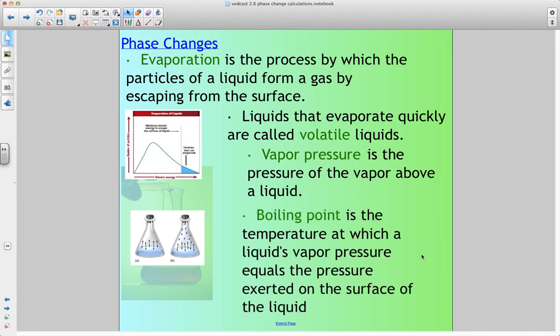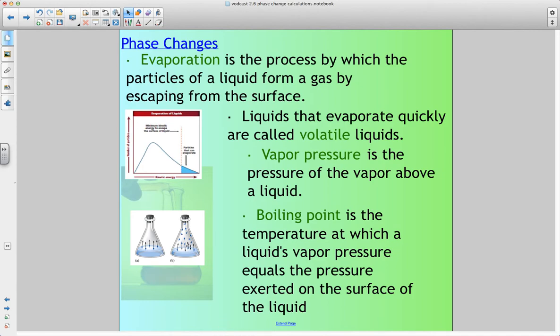Now, the boiling point is the temperature at which the liquid's vapor pressure equals the pressure exerted on the surface of a liquid. Now, what that means is if you're, let's say, at sea level and you have 1 atmosphere of pressure pushing down on you, which is about right, then the liquid's vapor pressure in this example would be equal at 100 degrees Celsius.